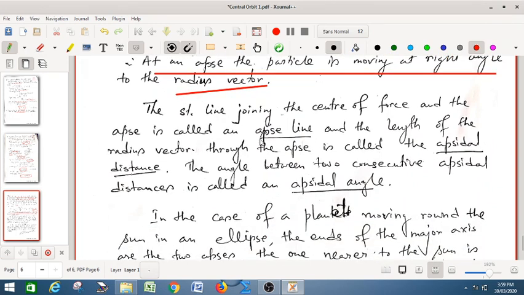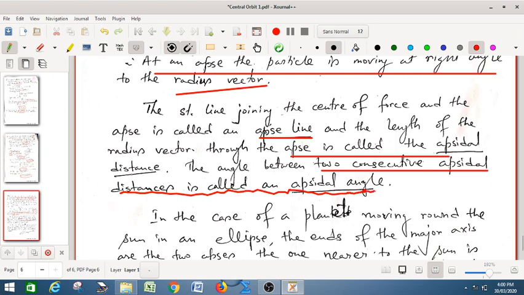And also we discuss about the apse line. The straight line joining the center of force and the apse is called an apse line, and the length of the radius vector through the apse is called the apsidal distance, and the angle between two consecutive apsidal distances is called an apsidal angle.